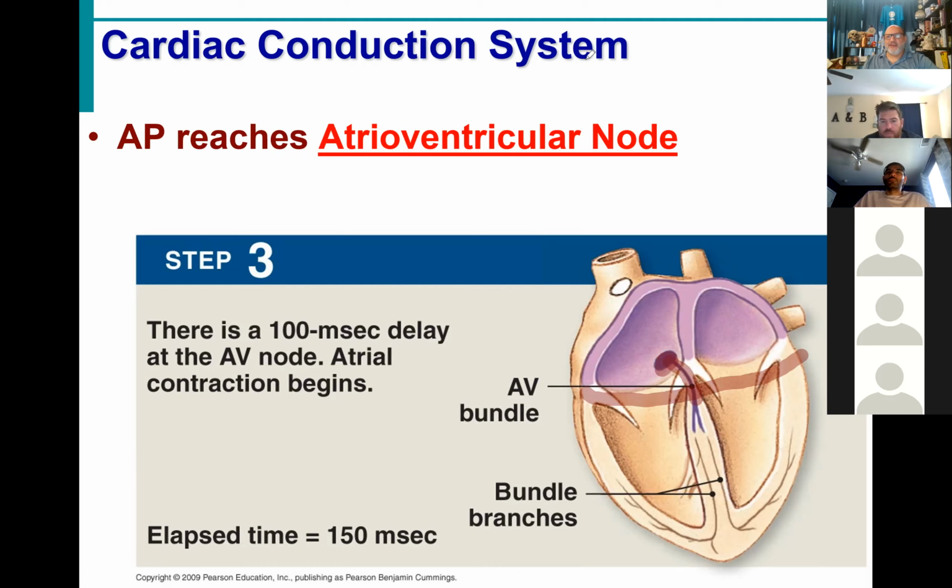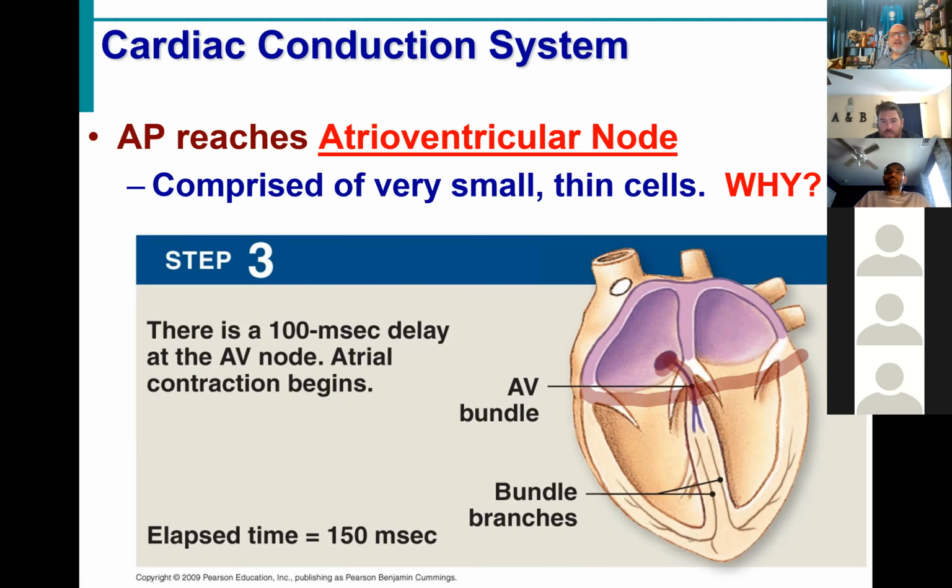And the problem with the AV node, as we mentioned, is that they're very small and very thin cells, which dramatically increases their resistance, decreasing the flow of that action potential, slowing that action potential down. Right? And as you can see here, about a 100 millisecond delay.